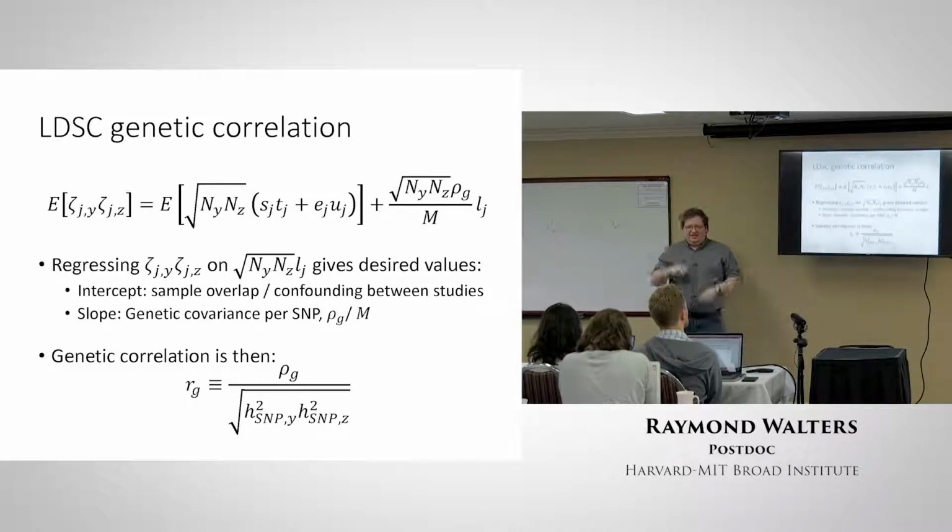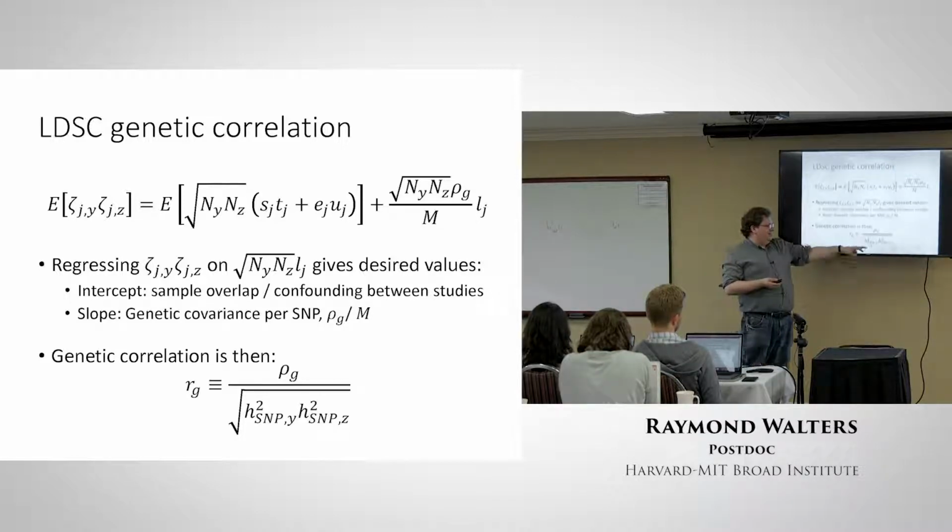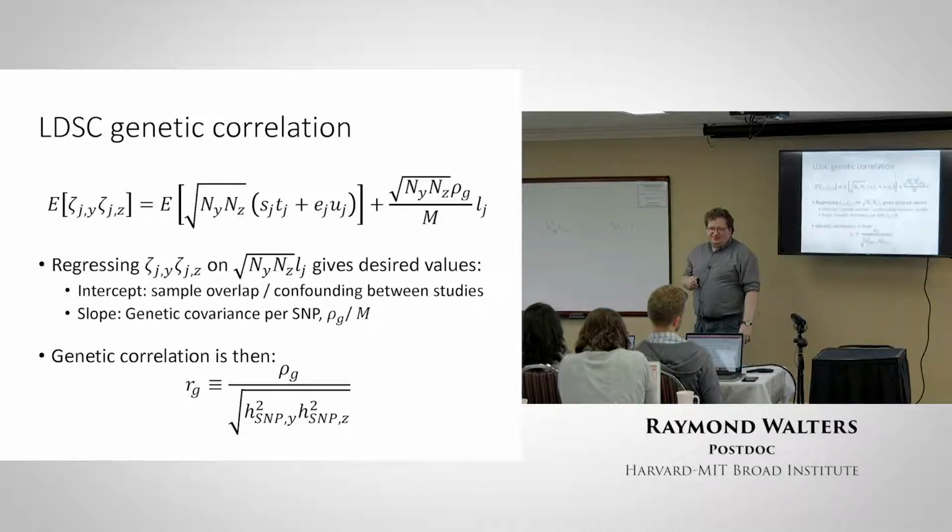Cool, and then to complete the circle, that gives you a covariance term. You do the SNP heritability estimation within each trait to get what the SNP heritability is. And so you can then turn the covariance into a correlation just based on normalizing for the two SNP heritabilities.